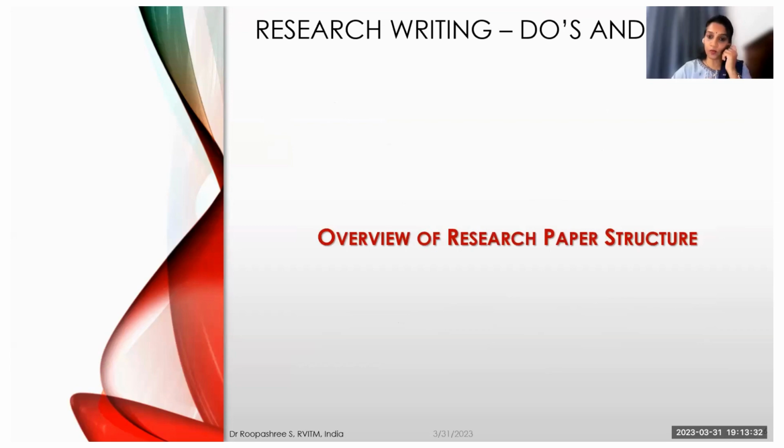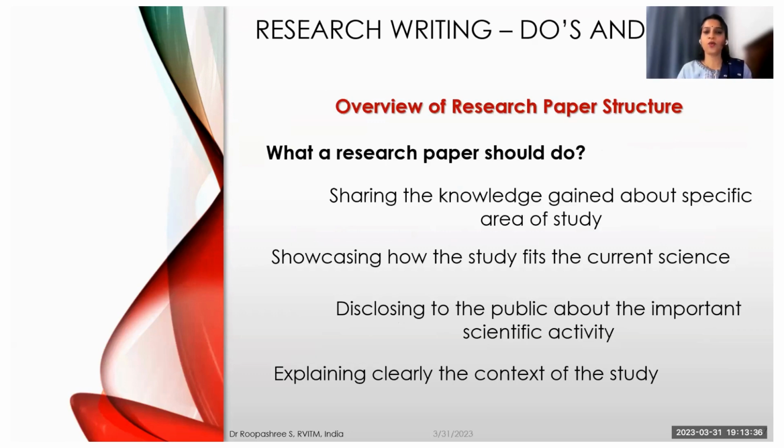Let me give you an overview of the research paper structure. What should a research paper do? It shares the knowledge gained about a specific area of study, showcasing how the study fits into current science. We need to disclose to the public the important scientific activity that is performed, and explain clearly, without any ambiguity, the context of the study involved.